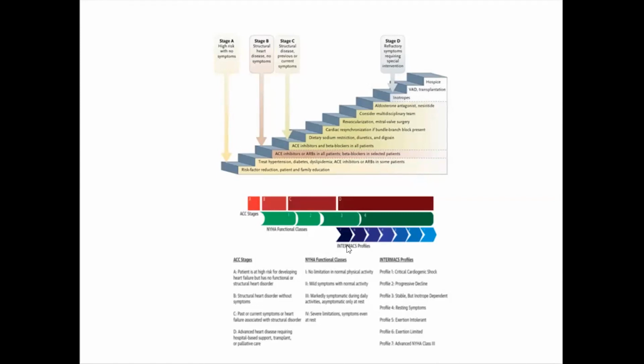For more advanced heart failure patients, we look at the Intermacs profile. Profile 7 is basically a patient with NYHA class 3. Profile 6 is exertional limitation. Profile 5 is exertional intolerance. Profile 4 is symptoms at rest. Profile 3 is dependent on inotrope but stable. Profile 2 is progressive decline. And profile 1 is critical cardiogenic shock patients.